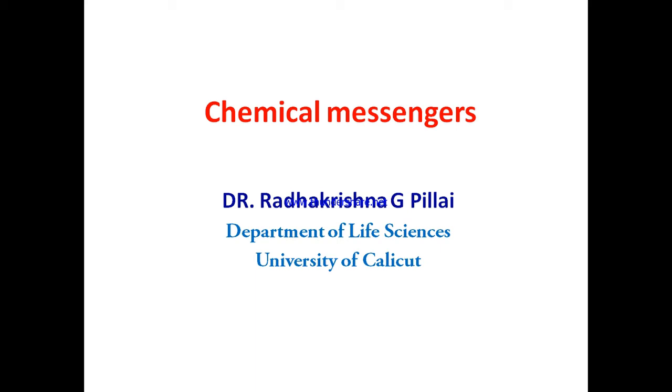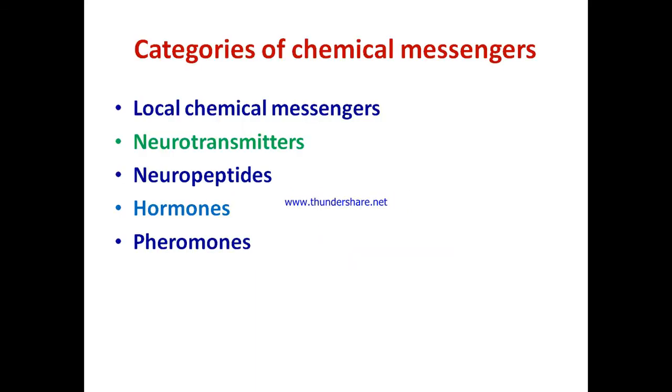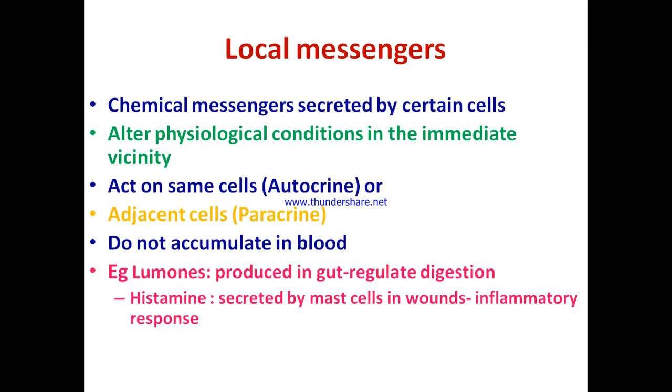Today I am going to discuss chemical messengers. There are different types of chemical messengers. Some are locally active chemical messengers. Certain ones are neurotransmitters and neuropeptides, hormones and pheromones. All these chemicals act as messengers in the human body.